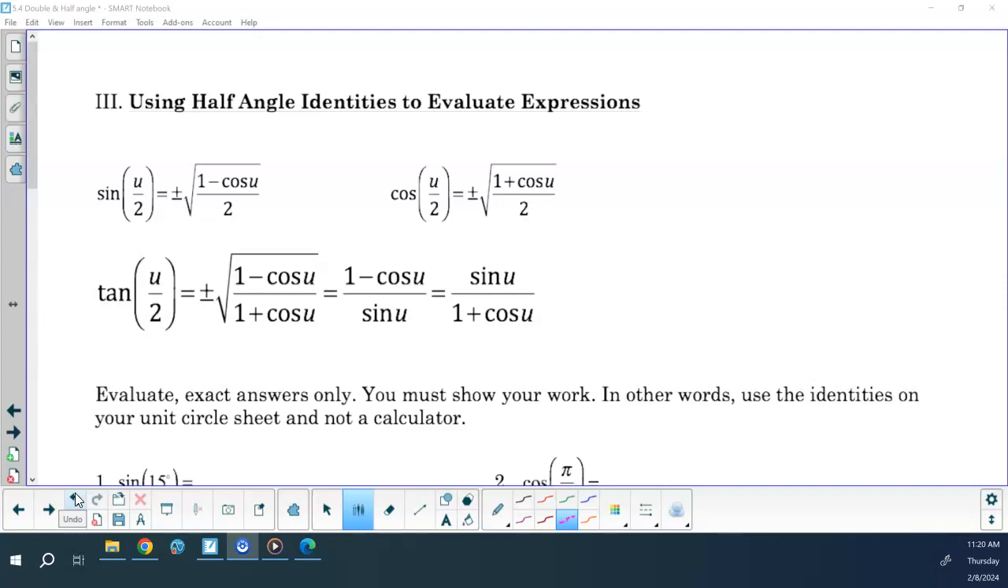So, with these formulas, okay, yes, there is a plus or a minus out in front of them, but that does not mean that you get 2 answers every single time. You have to do some thinking first. Okay? It is not plus or minus in your answer. It is either positive or negative. It's one of them, not both of them.